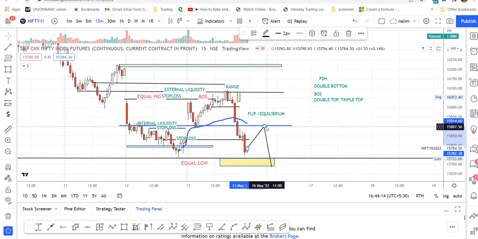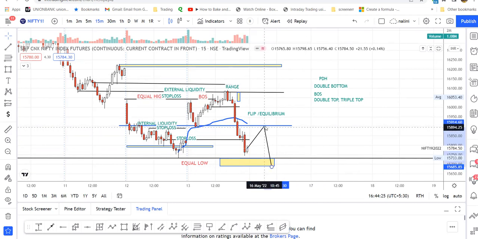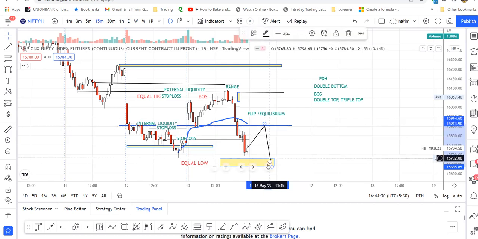Suppose it gaps up to the level of 15,897 or 914. Definitely after hitting that level, it will show as if it is a rejection from that level and price will start moving down. So it will induce the sellers, and the stop loss hunting will take place when it comes back and starts moving up. So wait for the institution liquidity level.